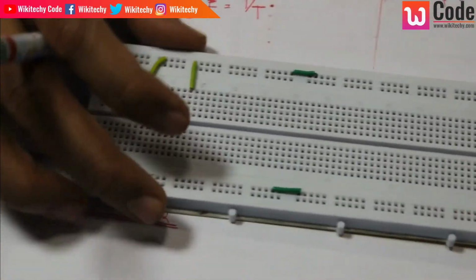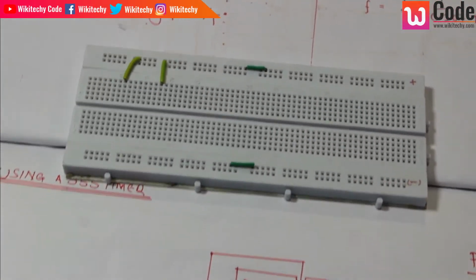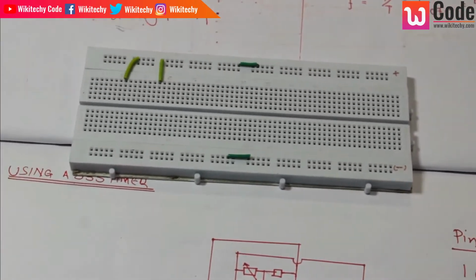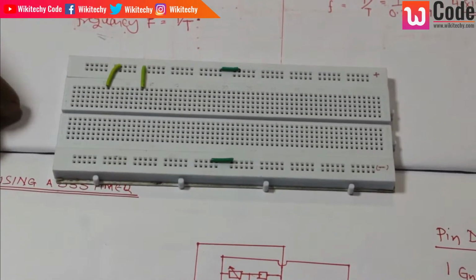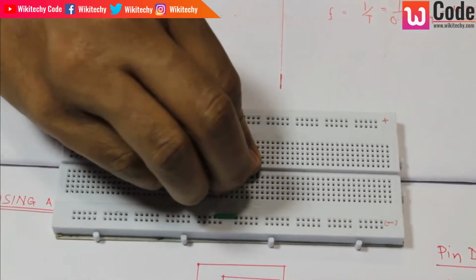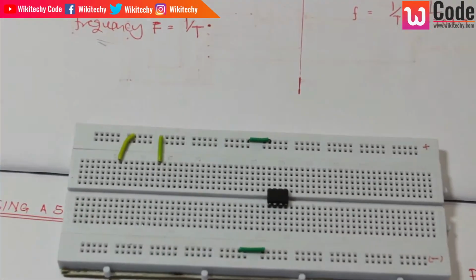So here is the breadboard. Now I'm going to connect it. Let's start our circuit designing with the 555 timer. So I'm trying to make out the 555 timer connector.